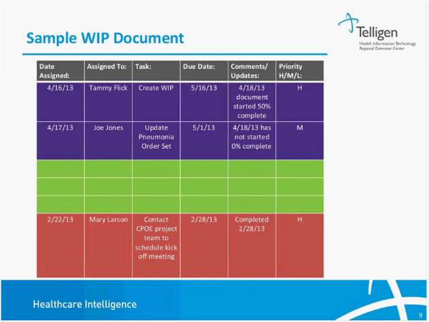So every meeting that you hold with your project team, you can update this WIP document and then share it after the meeting, and then be able to assign tasks and track them appropriately without having to invest in any project management software.